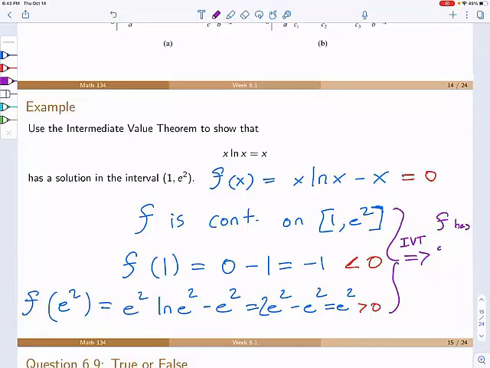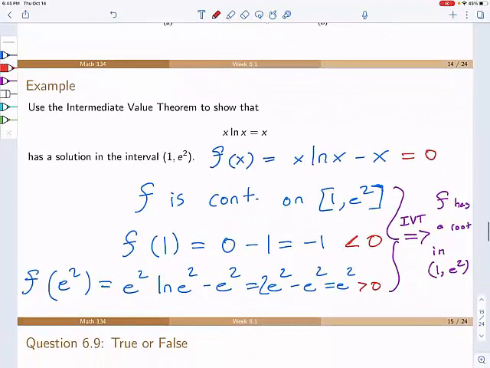So f has a root, and we know a little bit about the location of this root, in the interval somewhere in between 1 and e squared. Okay, so therefore we can make the conclusion that we're looking for. So we can say, therefore, x times ln x equal to x has a solution, and it's in the interval that they told us to figure that out. So we're not actually finding the solution, we're just showing that it has a solution. So there's different language there. We're not specifically coming up with the number, but we know that number exists.